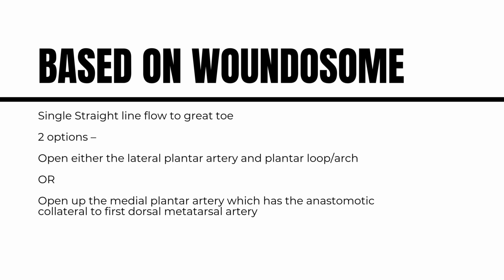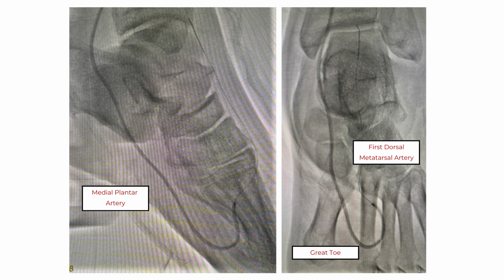So based on the Woundosome concept, we need to provide a single straight line flow to the great toe. So two options: either we open up the lateral plantar artery and the pedal plantar loop, which is what we commonly do, or we go ahead and open up the medial plantar artery, which has an anastomotic collateral with the first dorsal metatarsal artery. So this is again the image showing the crossing of the medial plantar artery, and then we opened up and we almost went up to the first dorsal metatarsal artery.